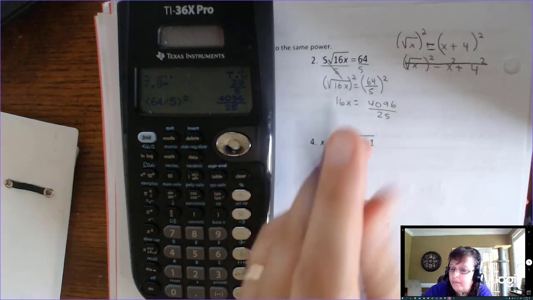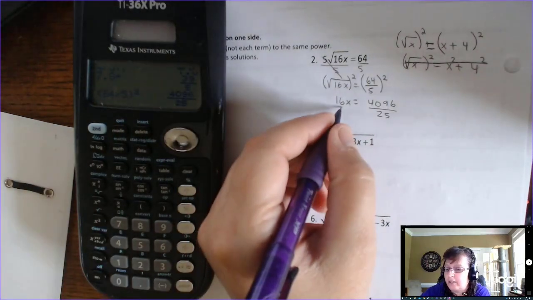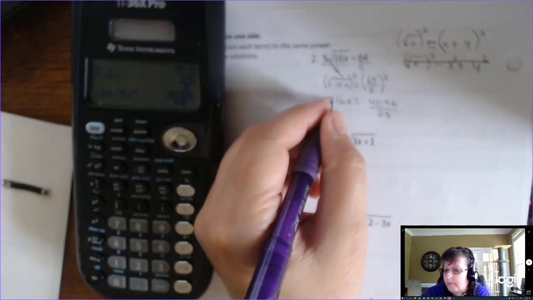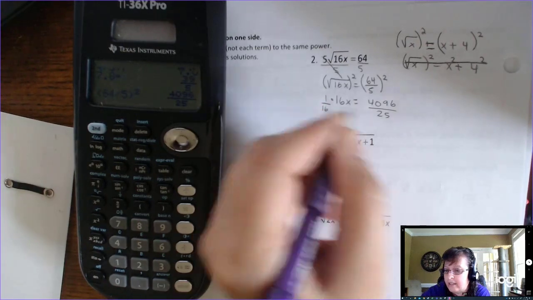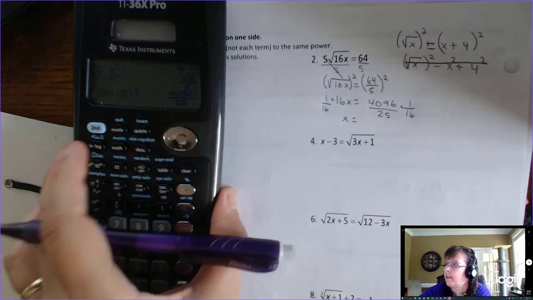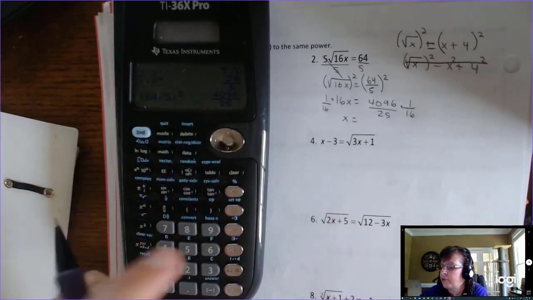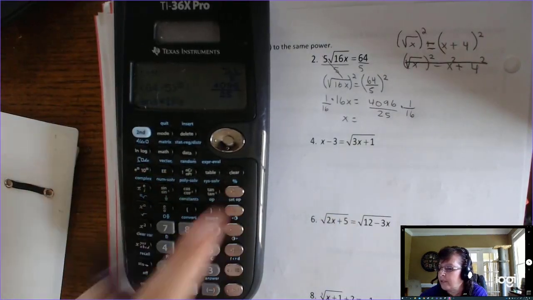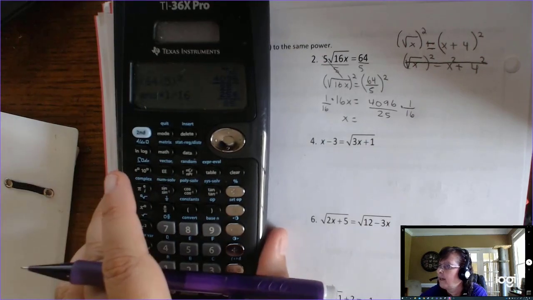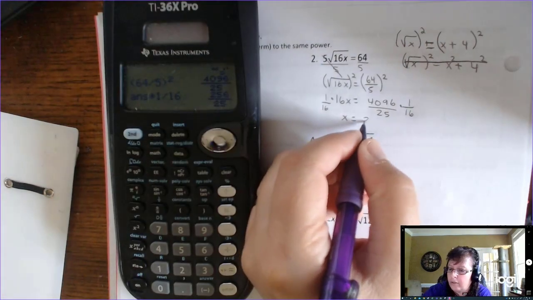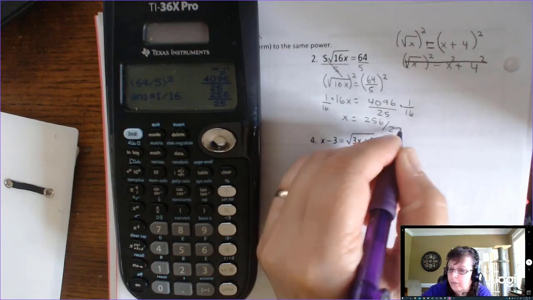Now I need to divide by 16, which I don't like to divide by 16 if I see a fraction. I'm going to multiply by 1/16. That's another way to get x by itself. And then I can already have that in there, so I can just hit times 1/16 and get 256 over 25.